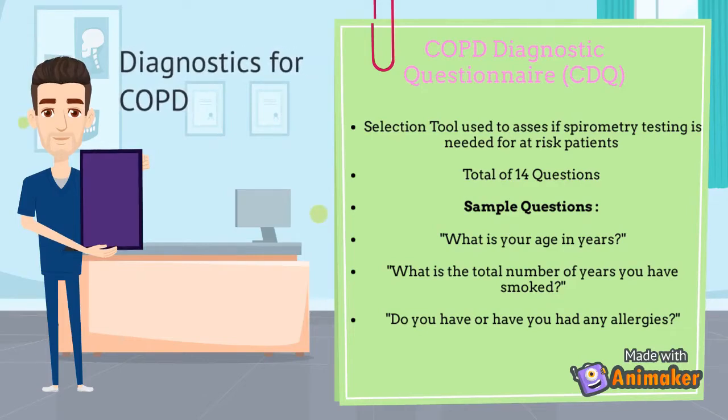Another diagnostic that can be used for COPD is the COPD Diagnostic Questionnaire, also known as a CDQ. This is a selection tool used to assess if spirometry testing is needed for at-risk patients. This diagnostic questionnaire has a total of 14 questions. Some of the questions include, what is your age in years, what is the total number of years you have smoked, and do you have or have you had any allergies?